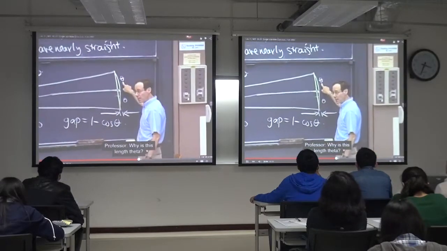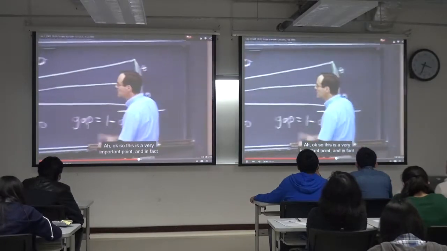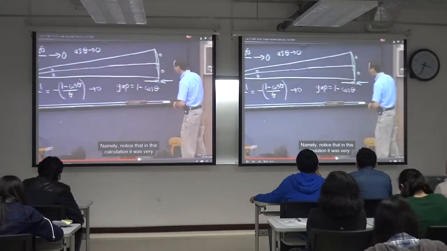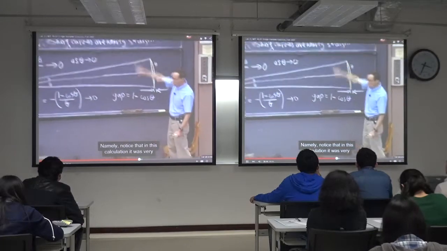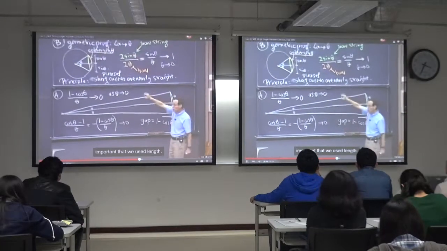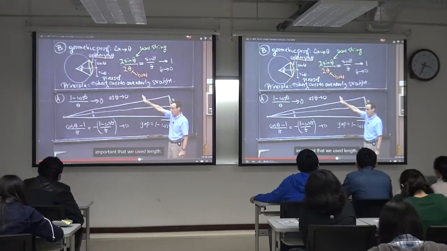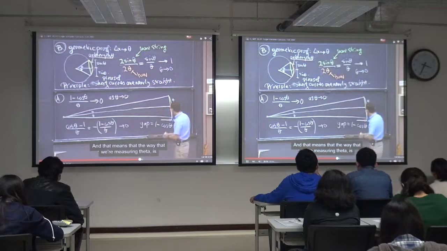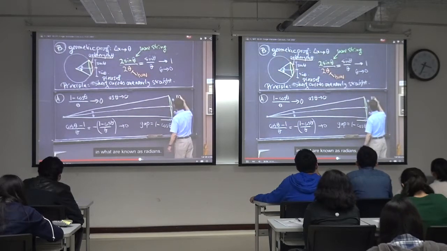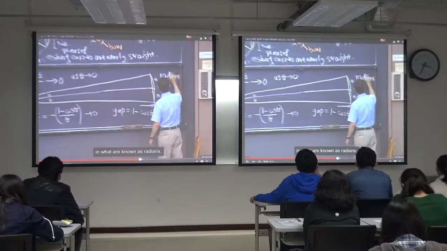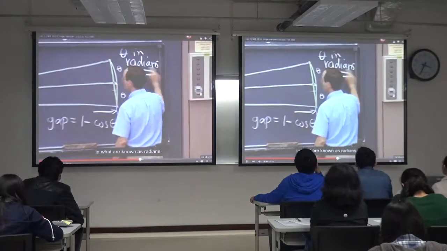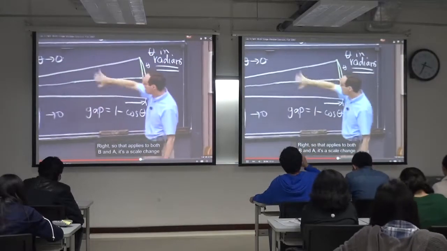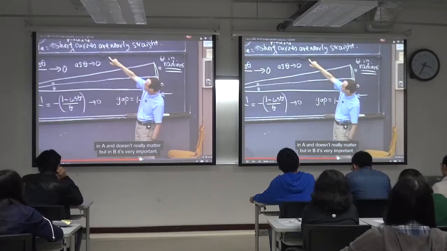Why is this length theta? Okay, so this is a very important point. In fact, it's the very next point that I wanted to make. Namely, notice that in this calculation, it is very important that we use length. And that means that the way that we're measuring theta is in what are known as radians. That was a very important point. Right? So that applies to both B and A. It's a scale change in A and doesn't really matter, but in B is very important.